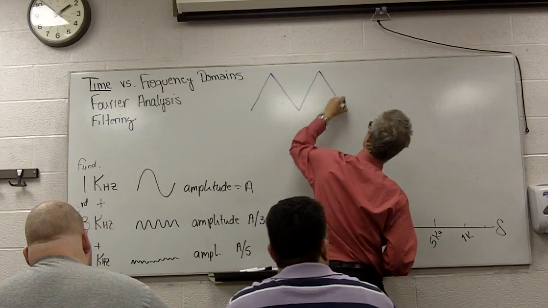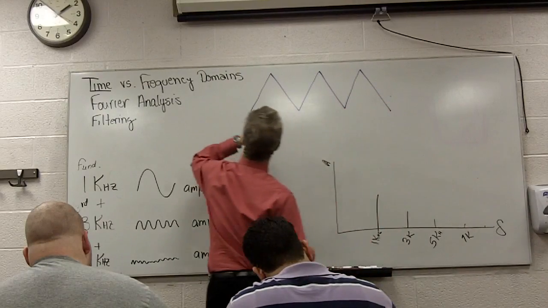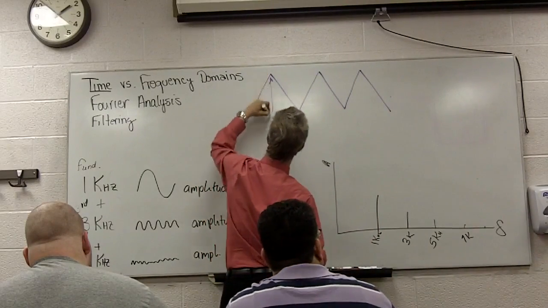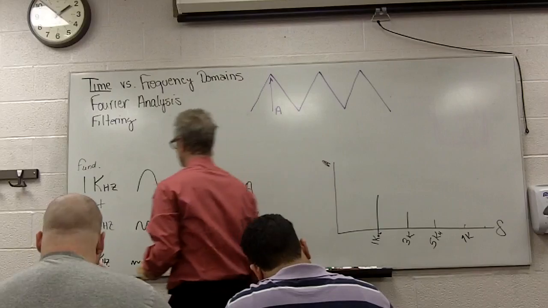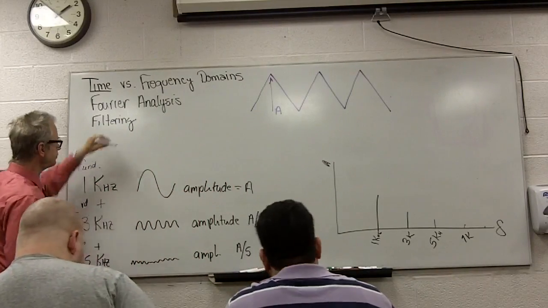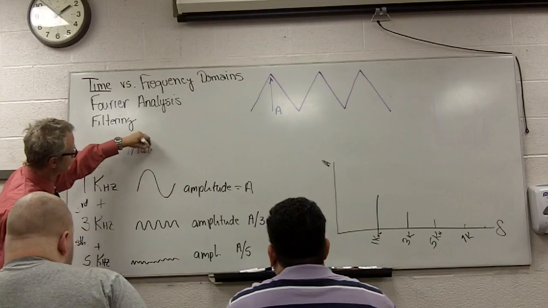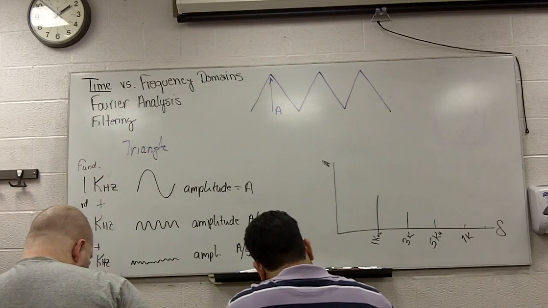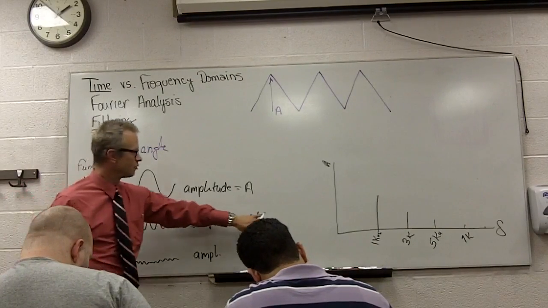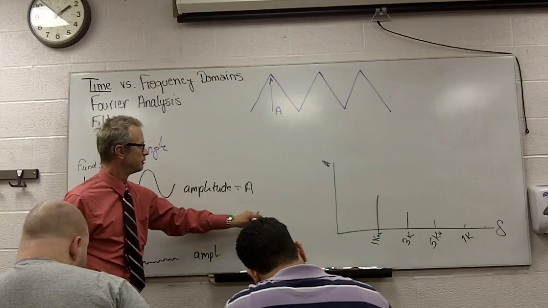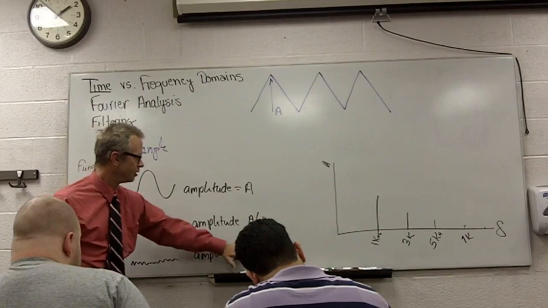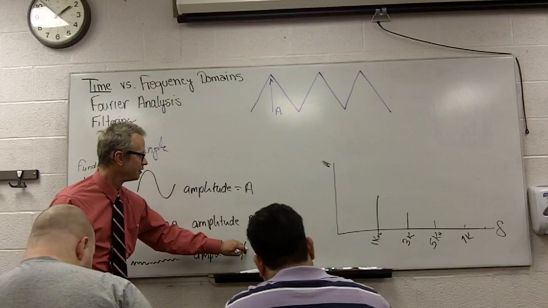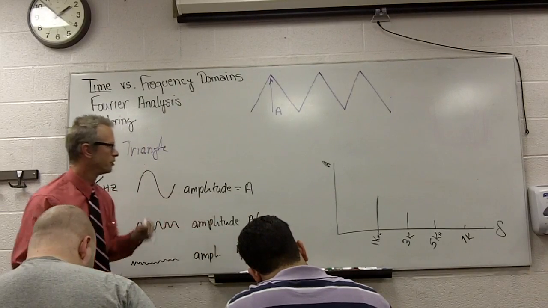Let's look at a triangle waveform with an amplitude of A. For the triangle waveform, we're going to change this 3 to a 9. We're going to change that 5 to a 25.